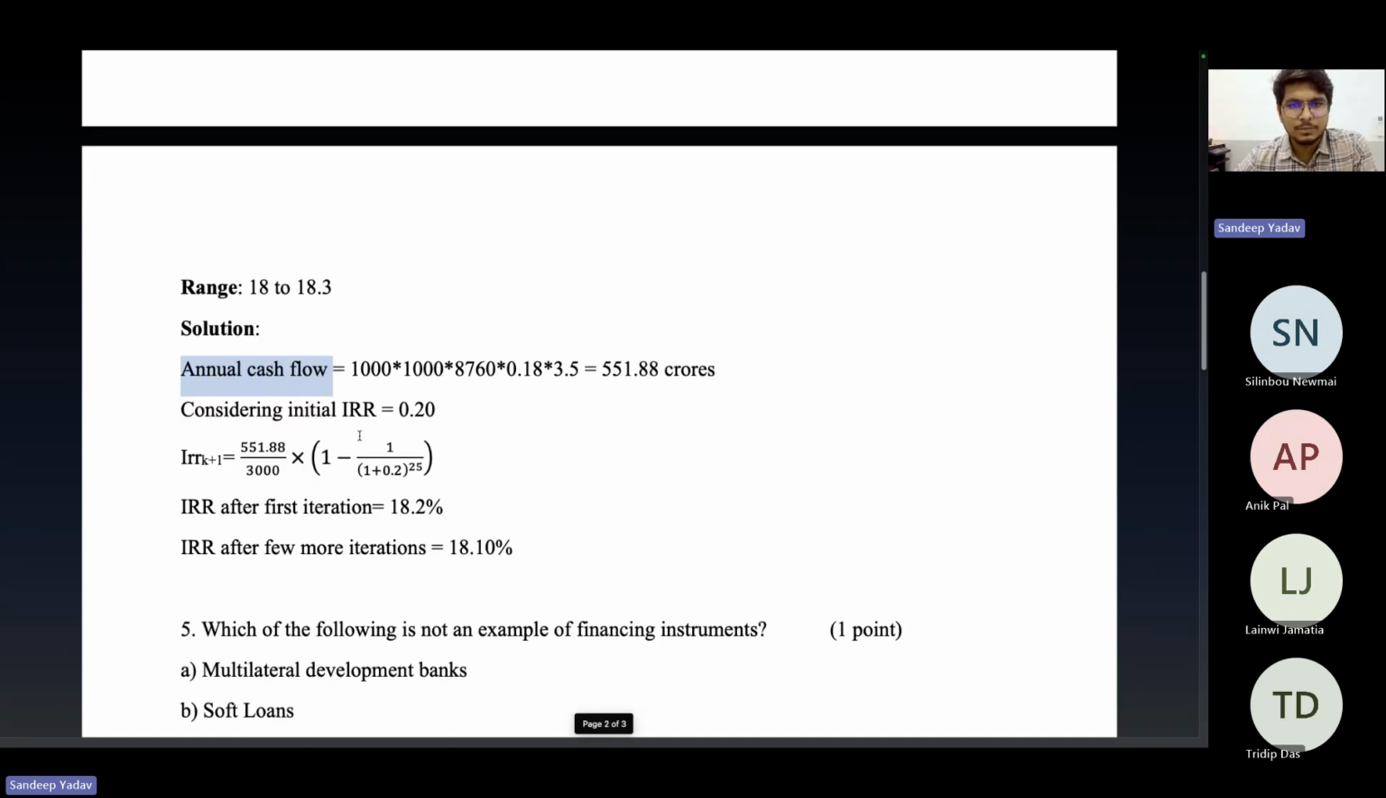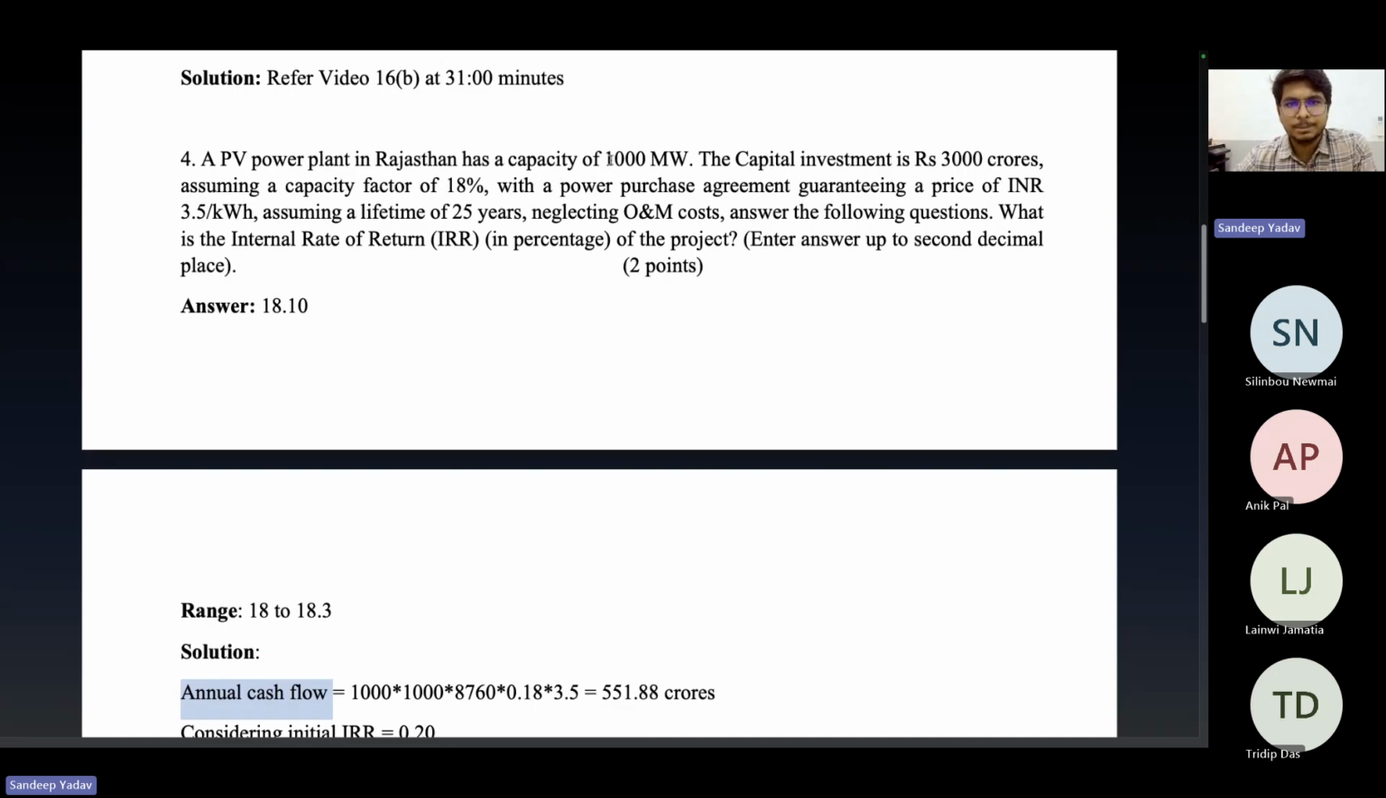For the IRR, first we have to calculate the annual cash flow. We know there is a 1000 megawatt plant, and we have to convert megawatt into kilowatt, so it is multiplied by 1000. That is why this 1000 came. Then we multiply by the working hours. In a year, the working hours are 365 times 24, which comes out to be 8760 hours.